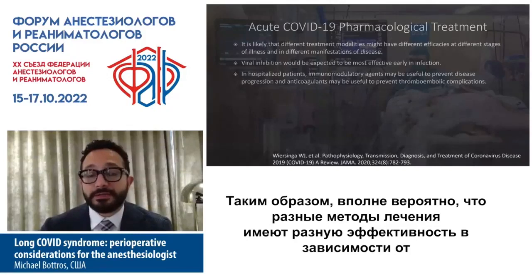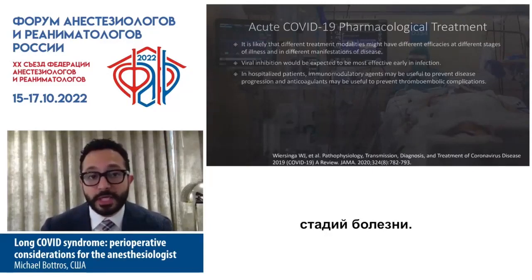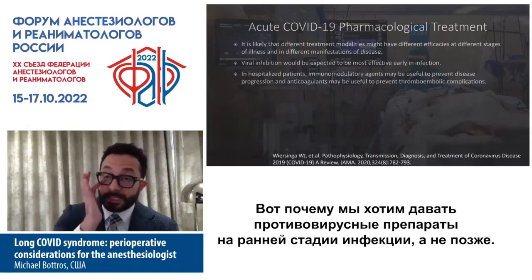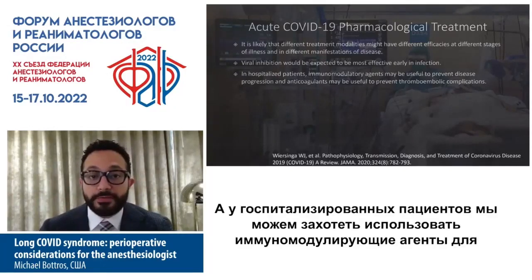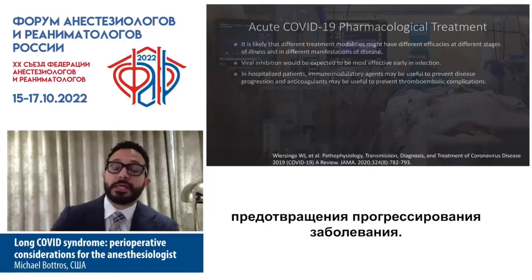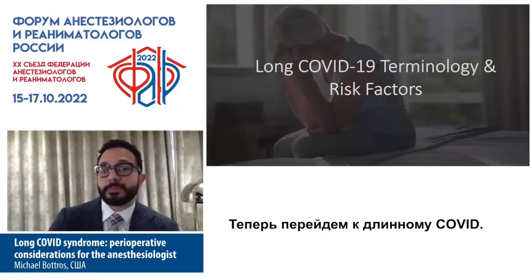So it's likely that different treatment modalities have different efficacies based on the different stages of the illness. That's why we want to give antivirals early on in the infection, not later on. Otherwise, it won't be very supportive or helpful. And then in hospitalized patients, we may want to use immunomodulatory agents to prevent disease progression. And then, of course, the anticoagulation medications to prevent thromboembolic complications.